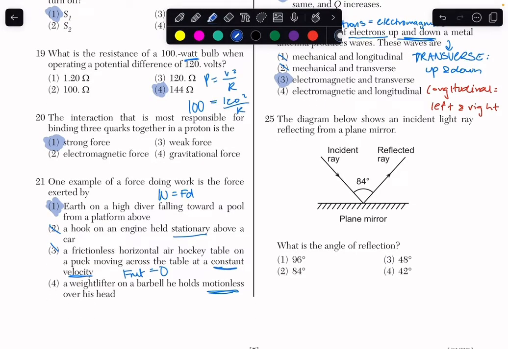25. The diagram below shows an incident light ray reflecting from a plane mirror. So when we do anything with reflections or incidents, remember, always draw the normal line. One second, draw the normal line. So the normal line is just going to go straight through. And since this whole angle is 84, we can just divide that by 2 because it's getting split in half. So 84 divided by 2 is 42. So 42 here, 42 here. That just means our angle of incidence and our angle of reflection are both 42.